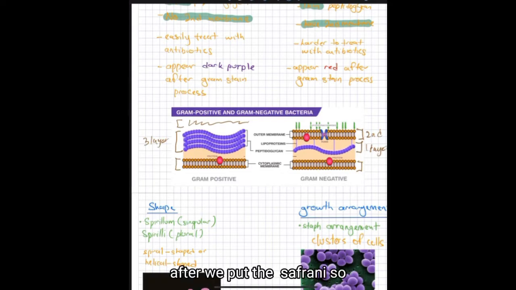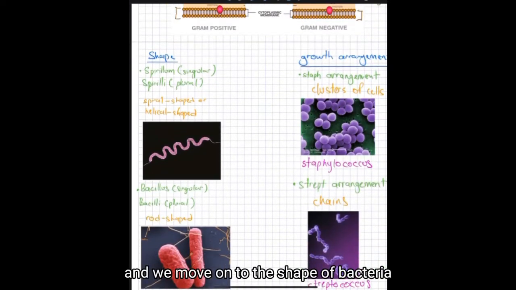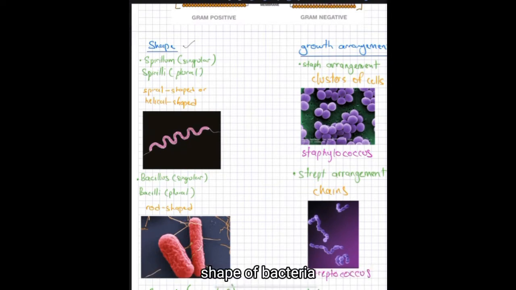So after we put the safranin, both of them will have the red dye, but the gram-positive have the darker purple, so it will mask off the red color, while the gram-negative don't have the purple dye, so only the red color of safranin will color the gram-negative bacteria. So I hope you're clear about that, and we move on to the shape of bacteria.